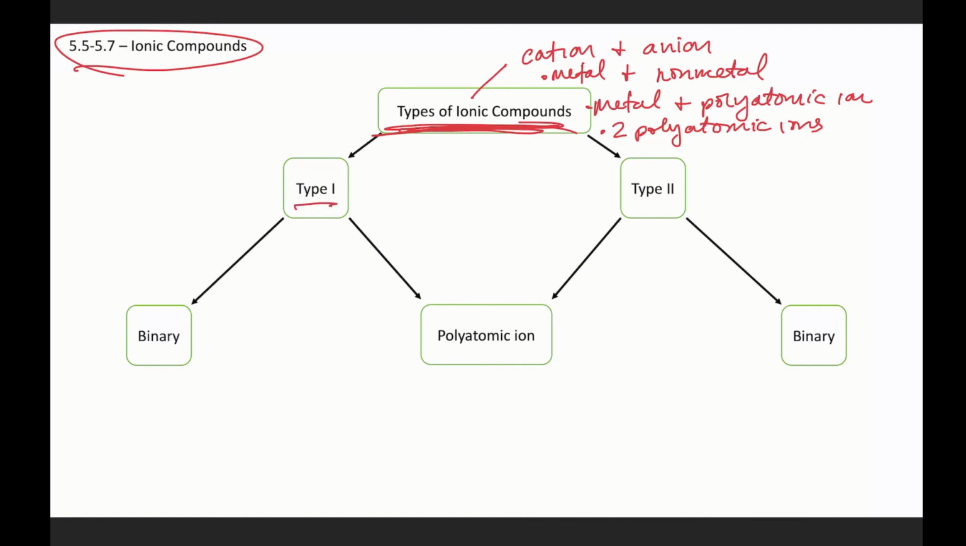Then we have to decide, is it a type 1 ionic or a type 2 ionic? Type 1s are ones with an invariant charge on the metal. When we say that, it means nothing to you at this moment, but just pause. And type 2 means a variant charge on the metal.